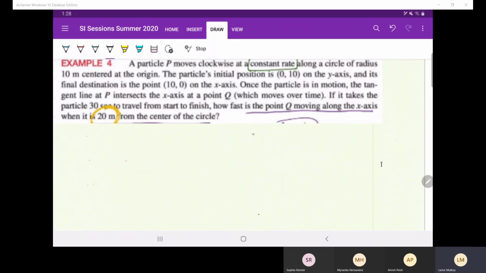Once the particle is in motion, the tangent line at P intersects the x-axis at point Q, which means over time point Q is constantly changing. If it takes the particle 30 seconds to travel from start to finish, how fast is point Q moving along the x-axis when it is 20 meters from the center of the circle?